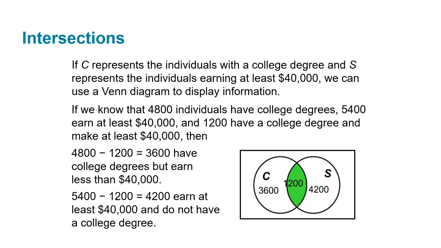In this example, we can clearly see now that 1,200 have both a college degree and make at least $40,000. These individuals in the middle have both a college degree and make at least $40,000. On the right side here, we have individuals that make over $40,000 but don't have a college degree. On the left side, we have individuals that make less than $40,000 and have a college degree. Now we can see our information, and it's nicely displayed as a Venn diagram.